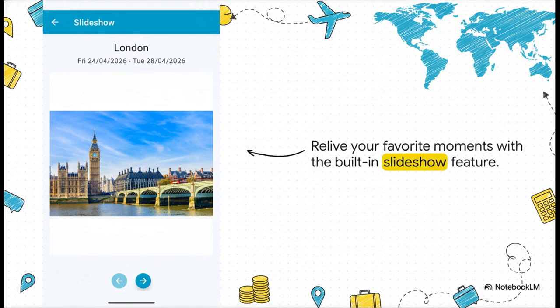And finally, for a look back that's a little less about data and a little more about the memories, there's a slideshow feature. It just pulls all the photos you added to your trip and puts them into a simple, clean slideshow. It's a really nice way to just relive the highlights of an amazing adventure.